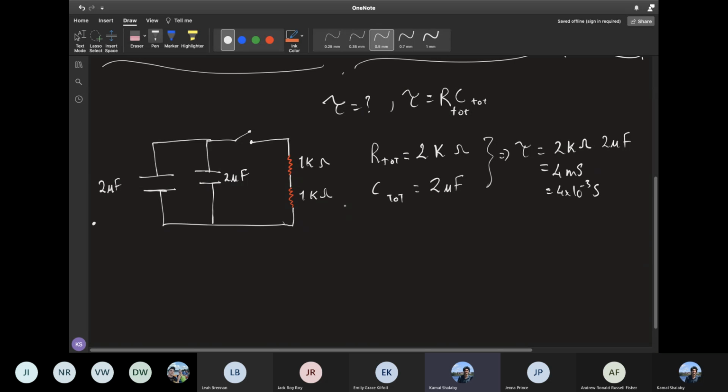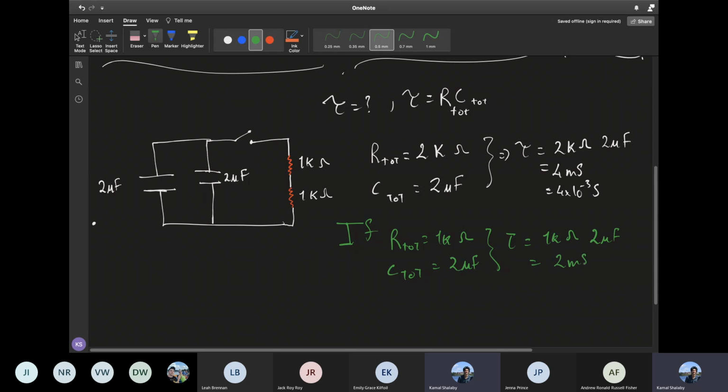So let's try the big F. If our total is equal to 1 kilo ohms, and this is equal to F, then tau is equal to 1 kilo ohms times 2. And that's what you would expect: when the resistance decreases, the time also decreases. Because look here, if R decreases, tau will decrease. Same thing. Okay, any questions about that?